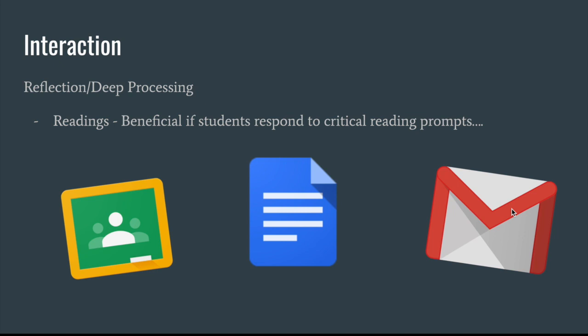So let's look at interaction. We have three different things in the reflective deep processing that we can look at. The first is readings. Readings are beneficial to students to respond to critical reading prompts. So basically, we want to focus on reflecting and students processing information on a deeper level. One way to do this is to provide readings for students. However, assumptions need to be made that students will read the information that is presented. And we know we can't assume that every student will read the material presented. That is why it's important to provide reading prompts or questions to get students thinking on a deeper level.